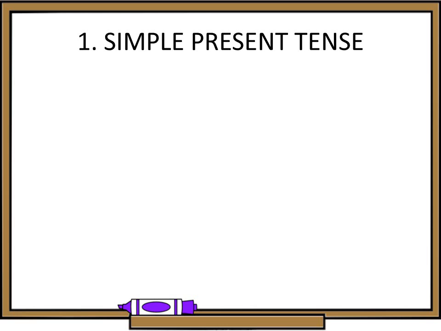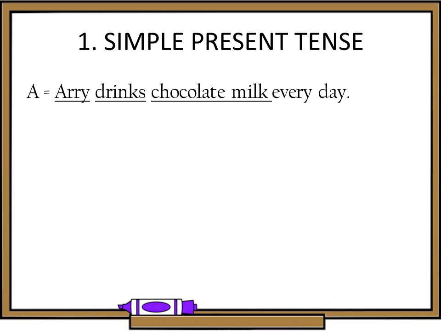The first is simple present tense. Simple present tense is usually used for daily activities, habits or routines. For example, Ari drinks chocolate milk every day. In the sentence, Ari is the subject followed by verb 1 and the object is chocolate milk.